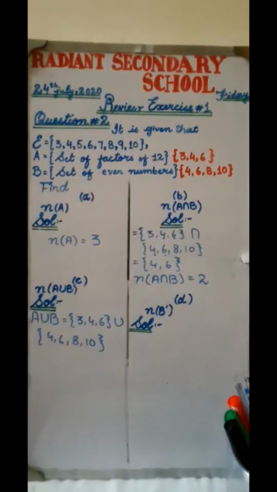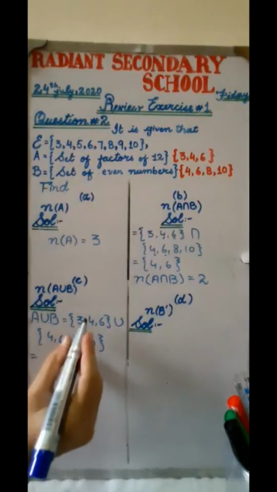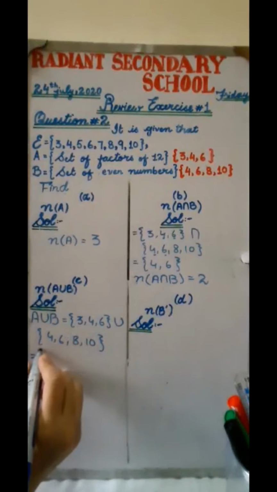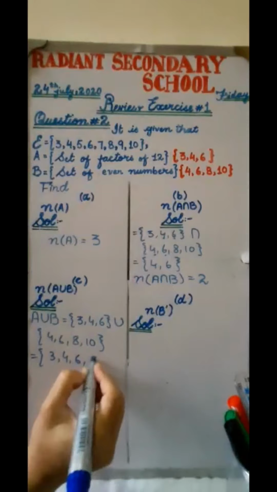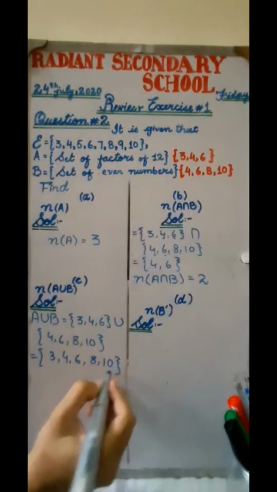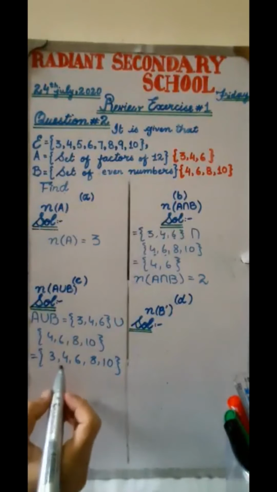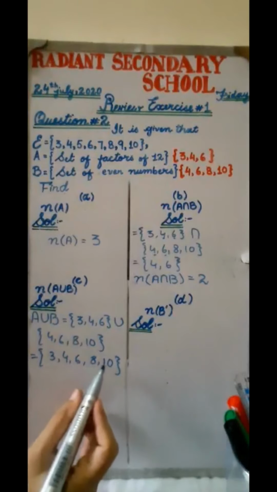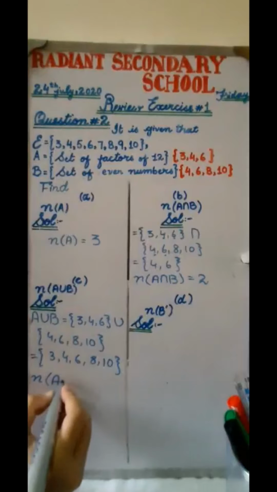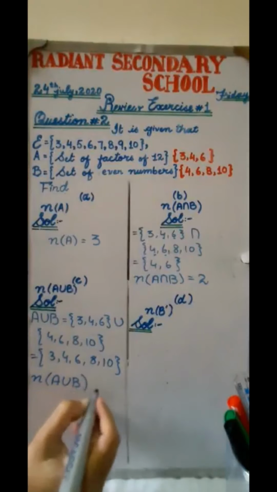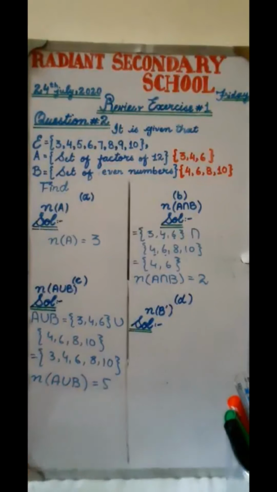Now when we arrange these elements of set A and set B, it will become 3, 4, 6, 8 and 10. Okay, count these elements. How many elements are there? 1, 2, 3, 4, 5. 5 elements are there. So you can write number of elements in A union B are 5.